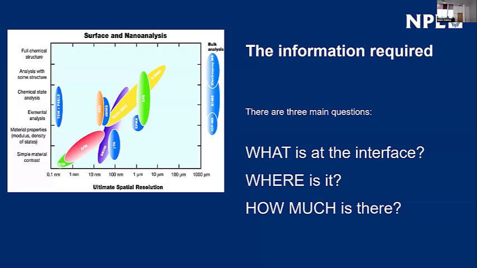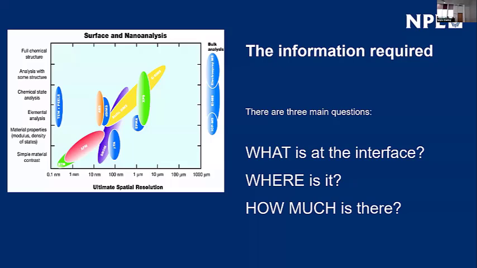I'm not going to go through all of these methods. What this plot does is try to answer, on the y-axis, the what is it question, from a simple material contrast mechanism to full chemical structure analysis. And on the x-axis is the spatial resolution. That's the where is it question.